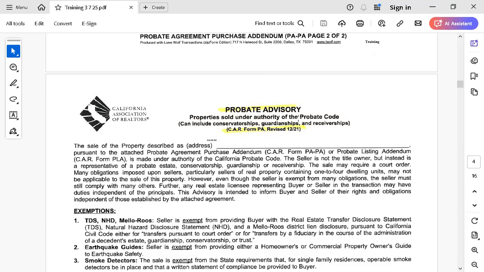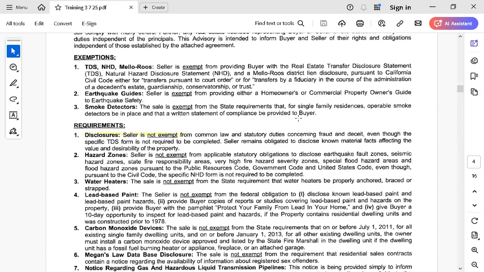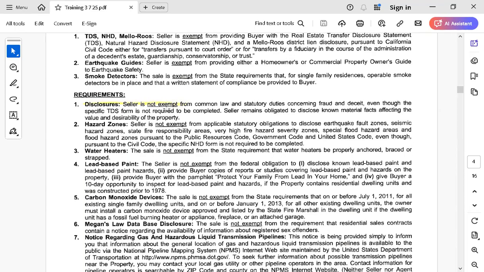And there is a probate advisory that will attach to that probate addendum. So there are still requirements for disclosures. On a probate, seller is exempt from providing the buyer with the TDS, natural hazard disclosure, Melrose lien. So read these exemptions, but there's still requirements. They're not exempt from common law and statutory duties.